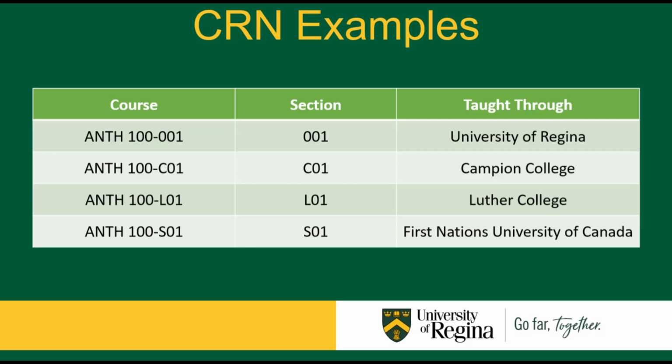Unless there's a specific restriction on it, any student can take any section, regardless of what faculty or federated college they're registered through. Some sections are restricted to certain groups though. If you're not a part of the specific group that a restricted section applies to, you won't be able to register in that section of the course and will have to choose an alternate section or subject.